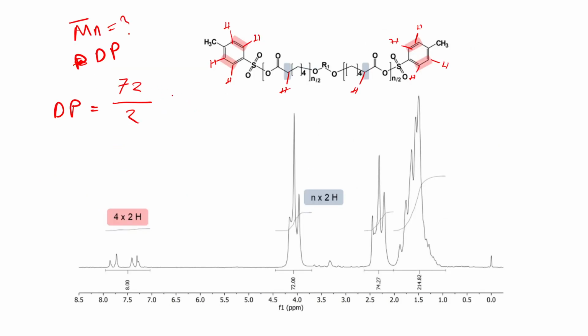Now you can do other things. So 8 integral area and number of protons is also 8. So ultimately you are ending up with 36. So this is your degree of polymerization. Now M0 we need to calculate. Right. So let's check.